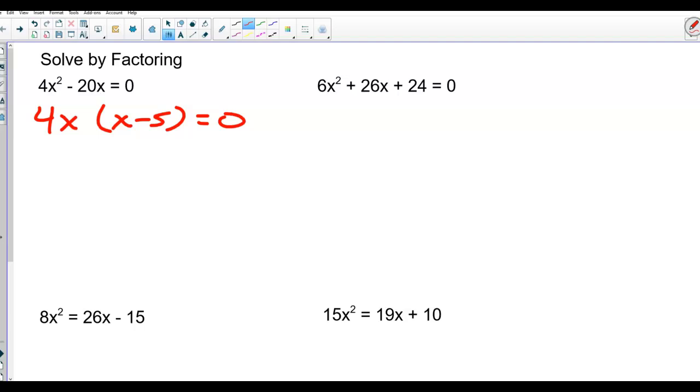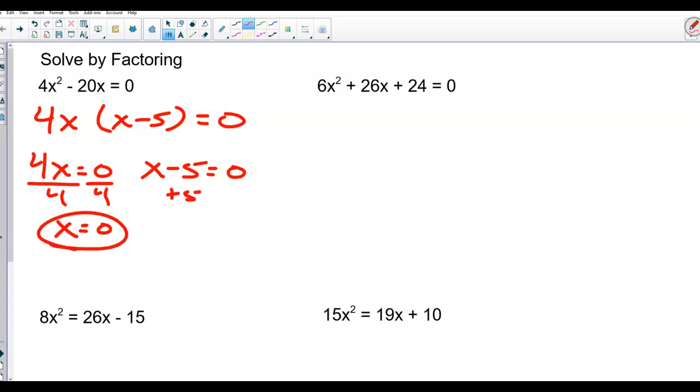Okay. Then, when there's a GCF with a variable in it, we have to set the GCF equal to 0. If there's no variable in the GCF, you leave it alone. I divide 4 on both sides, x equals 0. I add 5 on both sides, x equals 5. And those are my two answers. And be aware, when you have an x squared, that means there's going to be two answers.